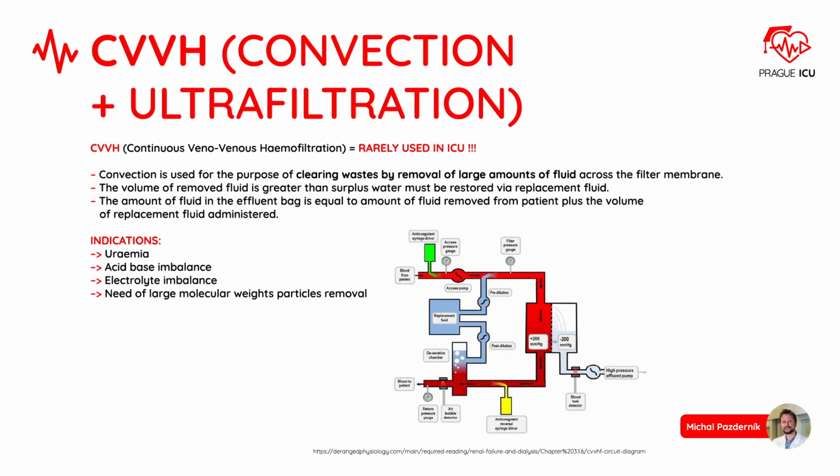CVVH, continuous veno-venous hemofiltration, is rarely used in ICU. It works on the basis of convection and ultrafiltration. Convection is used for the purpose of clearing wastes by removal of large amounts of fluid across the filter membrane. The volume of removed fluid is greater than surplus water, hence must be restored via replacement fluid.